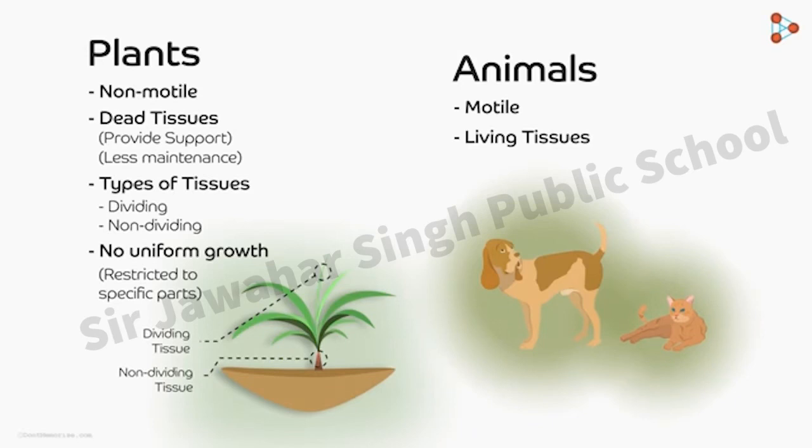Can this apply to the human or the animal body? Of course not. Humans and animals exhibit uniform growth throughout their body. Therefore, animals have tissues that divide spread throughout their body parts. They do not have these two types of tissues. In our further videos, we shall look at what these tissues are called as well as the characteristics of each type of tissue.